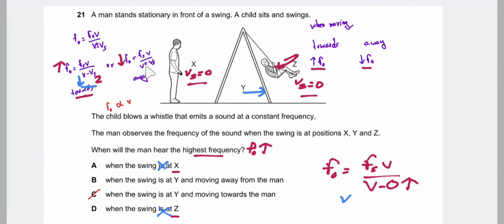Since it is moving away, it would be V plus Vs, so the denominator would be more, so the observed frequency is less. Therefore this option is wrong. But when the swing is at position Y and is moving towards the man, since it is moving towards the man, it would be V minus Vs, and due to this the denominator would be less, so the observed frequency would be more. So the answer would be C.